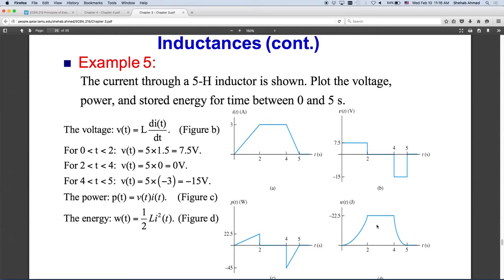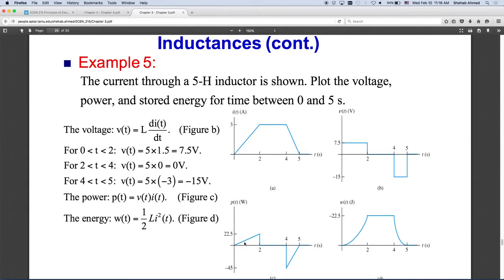And then energy is the integration of power. So you have a ramp, you integrate it, you get a quadratic. A ramp, you integrate, you get a quadratic as well. But it's all positive because the current is squared. So any questions on this?